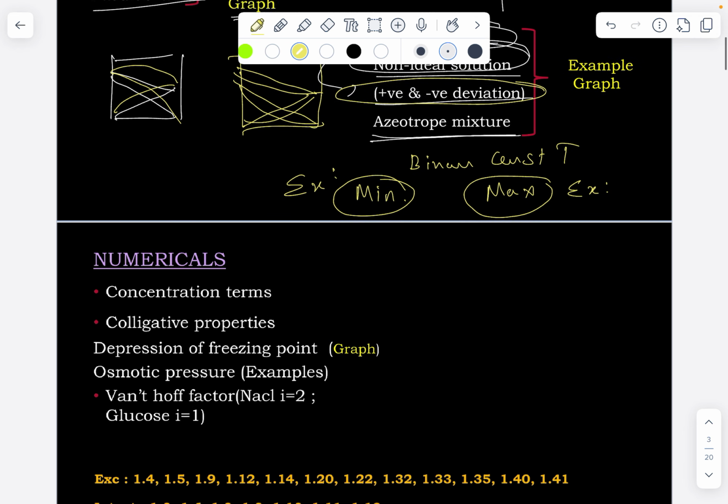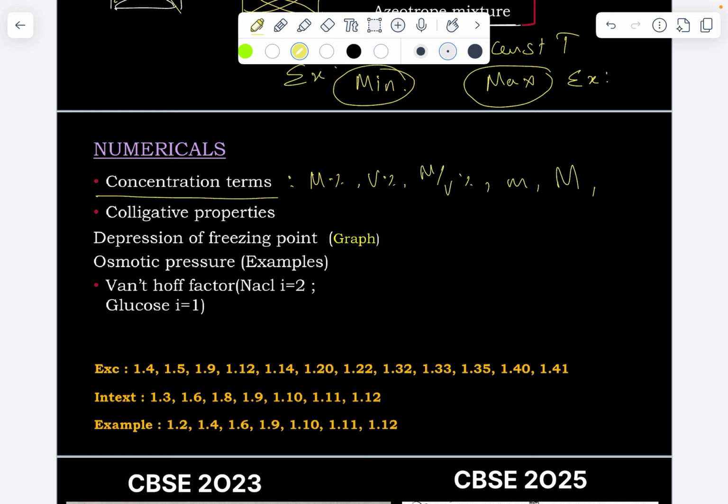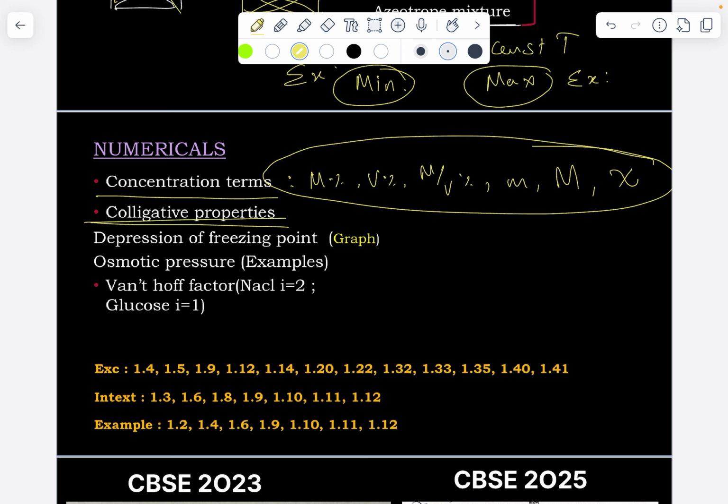Now I am showing the important numerical areas. First of all, concentration terms. In the concentration terms we have many concepts: mass percentage, volume percentage, mass by volume percentage, molality, molarity, and mole fraction. If you know the definitions of these concentration terms, then the colligative properties will also be somewhat easier to understand. In colligative properties there is definitely one numerical as well.